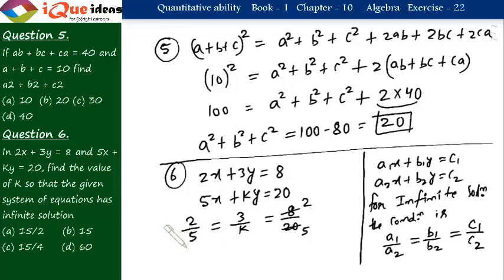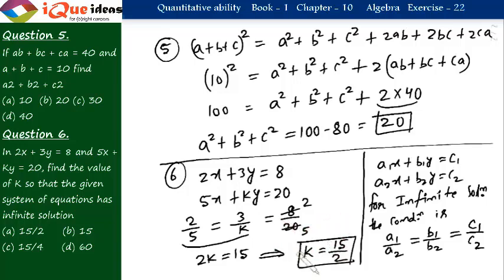Now consider K. So consider the first ratio and the second ratio and cross multiply. So from these two, you will get 2K is equal to 15. And from here, you will get the value of k as 15 divided by 2. That's the answer of this question.